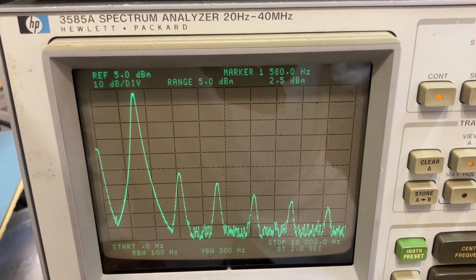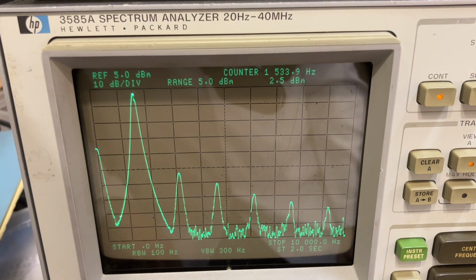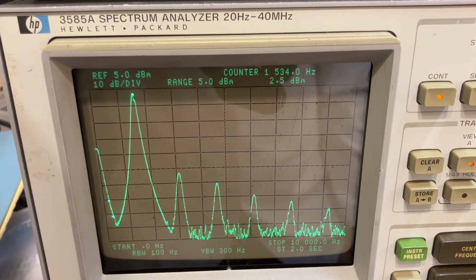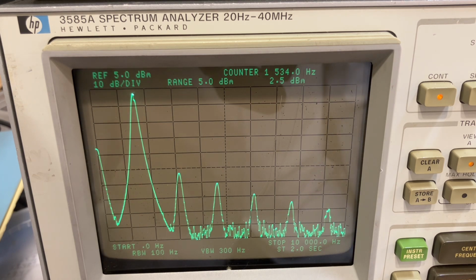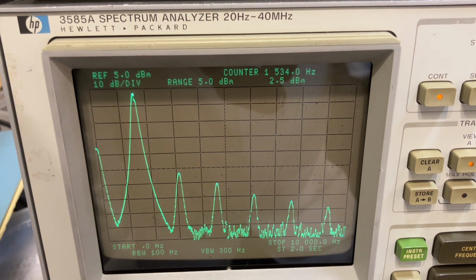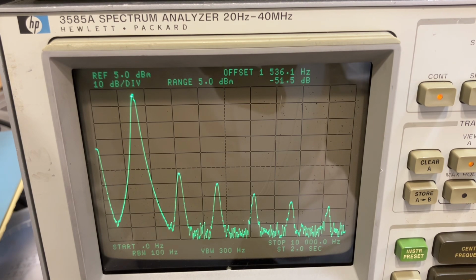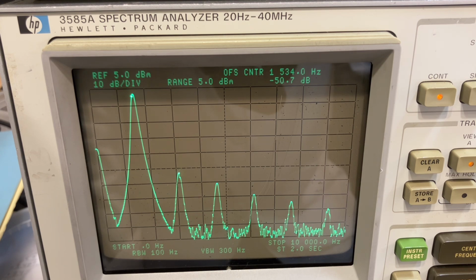Turn the frequency counter on. 1.534 kilohertz. That's just what we calculated, 1.5 kilohertz. Very good, very good. Let's do an offset 0 off. We can do a relative measurement. And our second harmonic, negative 50.7. Very good. Third harmonic, negative 58.5. Very good. Very good. I am very impressed.